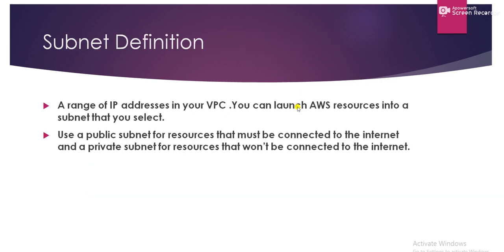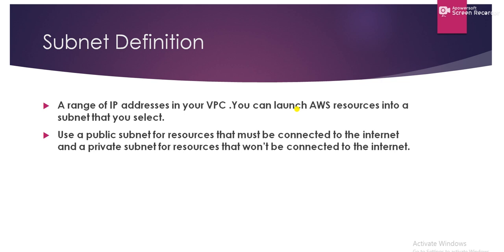Okay, then what is a subnet? A subnet is a range of IP addresses in your VPC. So when we do the practical lab session, at that time we will create a VPC, then again we will create subnets. The subnet may be a private subnet or a public subnet. So we'll create both a private subnet and a public subnet.